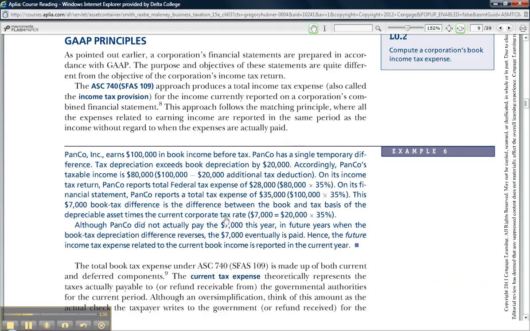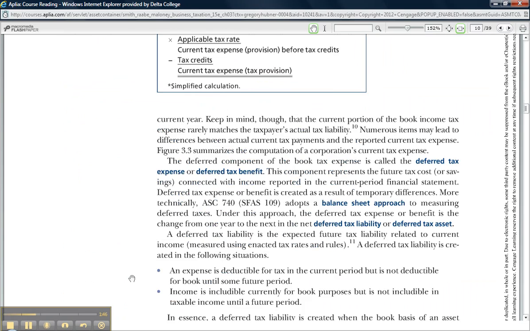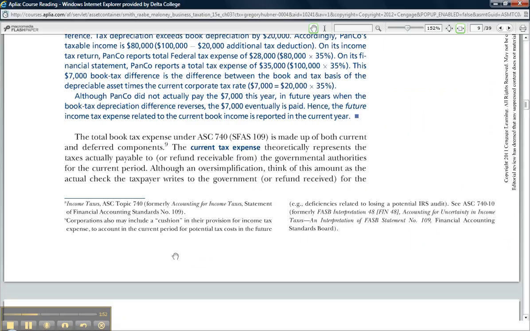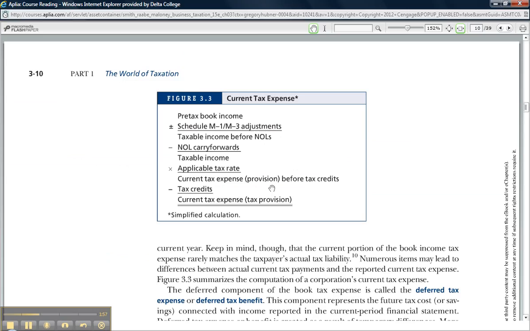This chapter goes through defining the current tax expense and also the deferred tax expense. Now, in calculating the current tax expense, here's a simplified approach. You have pre-tax book income, and then differences between book and tax methods of accounting that we discussed earlier. This is permanent and temporary differences on this line. There can be adjustments in both directions. After considering those, you've got taxable income.